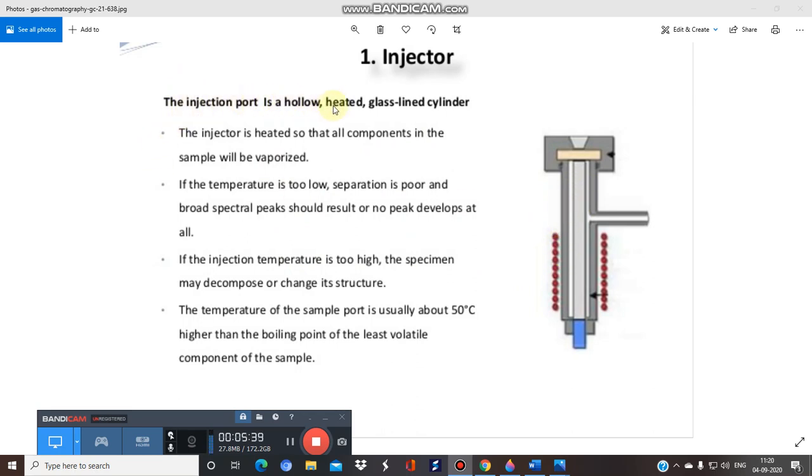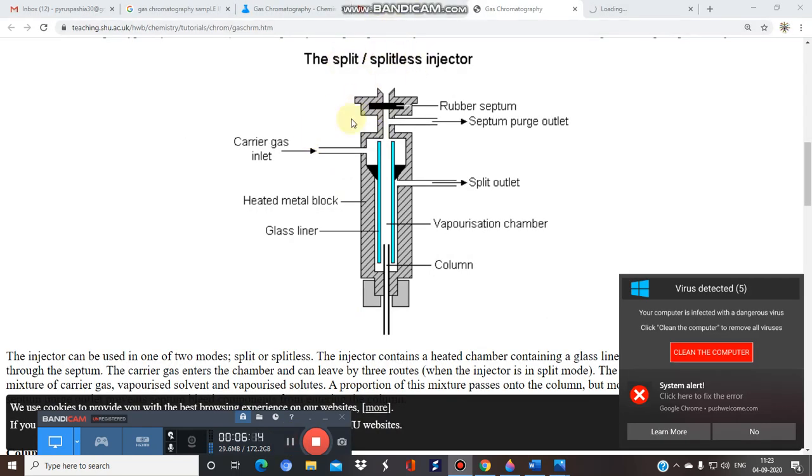The injection port is a hollow, heated, glass-lined cylinder like this. And the injector is heated so that all components in the sample will be vaporized. Always remember one thing: if the temperature is too low, the separation is poor. And if the injection temperature is too high, it may deteriorate or decompose your sample. So it has a usual range of 50°C higher than the boiling point of the least volatile component of the sample. Please see this diagram of the injector.